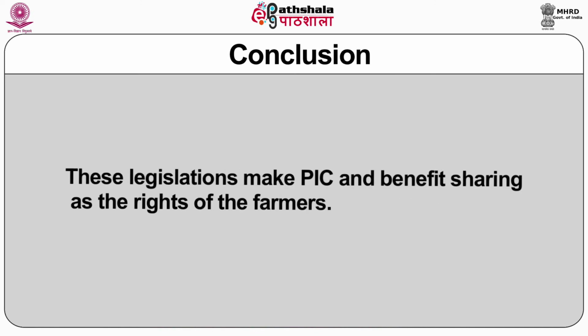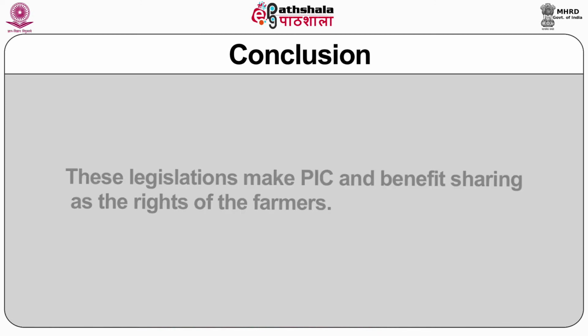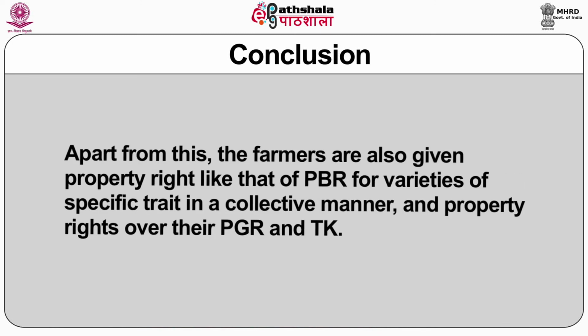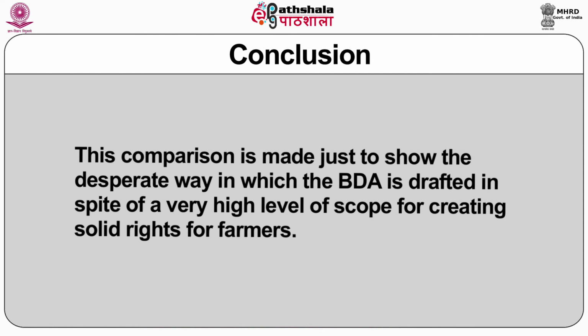These legislations make PIC and benefit sharing the rights of farmers. Apart from this, the farmers are also given property rights, like that of the plant biological resources of various varieties and property rights over plant genetic resources and traditional knowledge. This comparison is made just to show the desperate way in which the BDA is drafted in India in spite of a very high level of scope for creating solid rights for farmers.